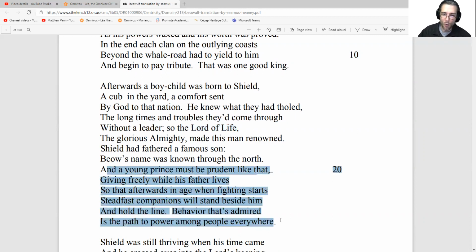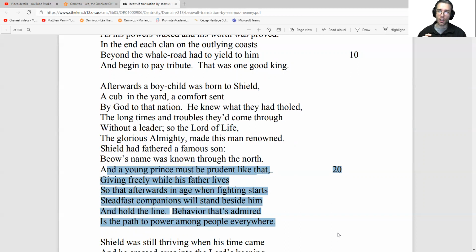So, think about what we learn of this culture by way of these lines. A young prince must be prudent, using the strength of his youth and the treasures and riches that he gathers to win friends to his cause. Here we see the basis of civilization for this culture. It's in the acquisition of steadfast companions by giving freely. So, in the mutual exchange of gifts, in giving gifts to others, you earn their respect, you earn their devotion, and you win them to your cause.